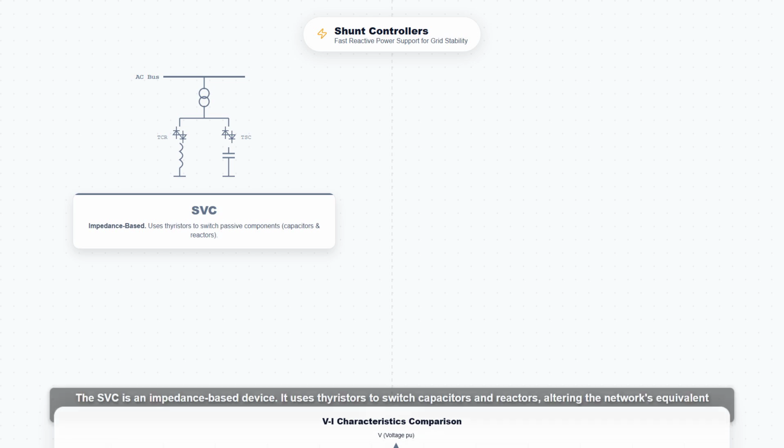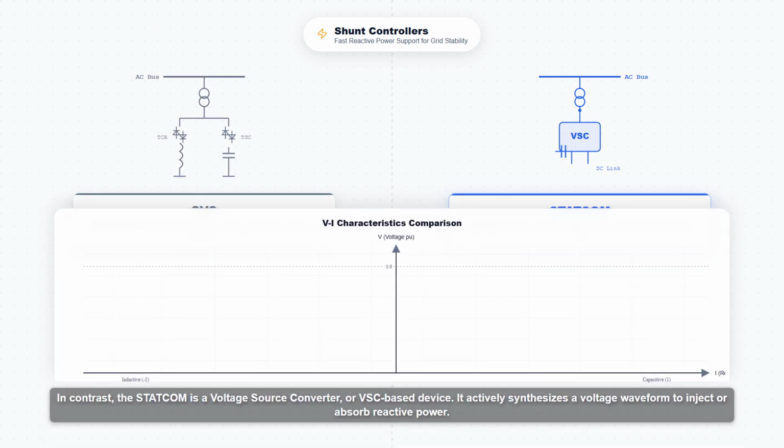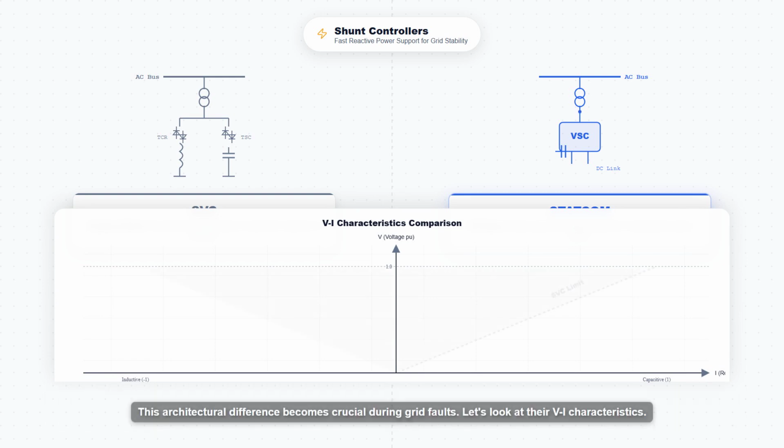The SVC is an impedance-based device. It uses thyristors to switch capacitors and reactors, altering the network's equivalent impedance. In contrast, the STATCOM is a voltage source converter, or VSC based device. It actively synthesizes a voltage waveform to inject or absorb reactive power. This architectural difference becomes crucial during grid faults.